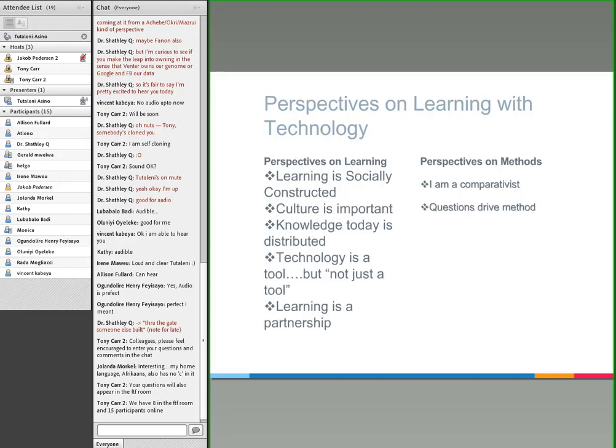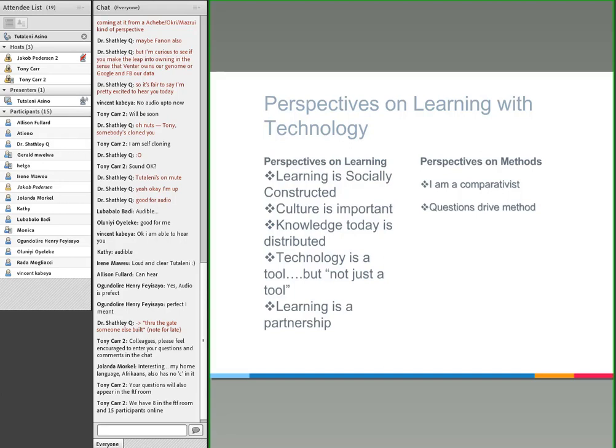I believe that learning is a partnership, and for me, it's usually a partnership between the learner, the teacher, and the learning environment. Often, what is a teacher and what is a learning environment changes, and also our ideas of who is a student often change as well. But overall, I think learning itself is a partnership.